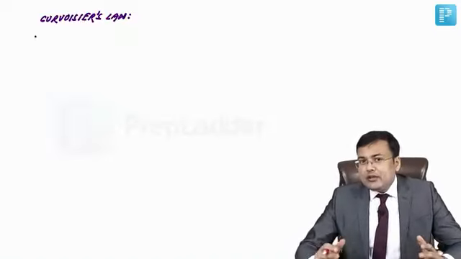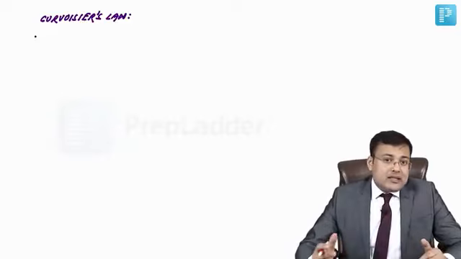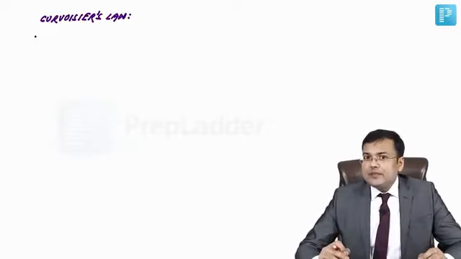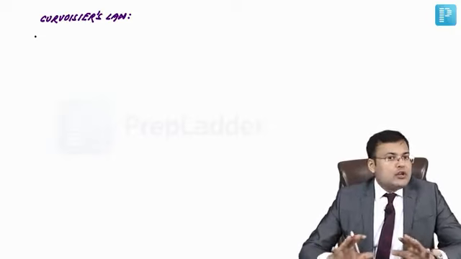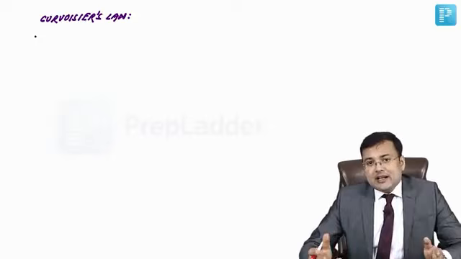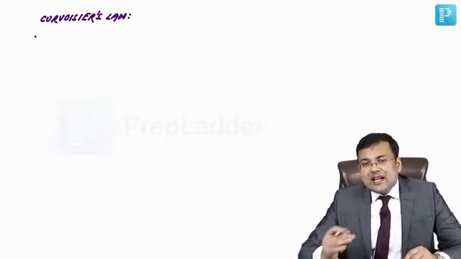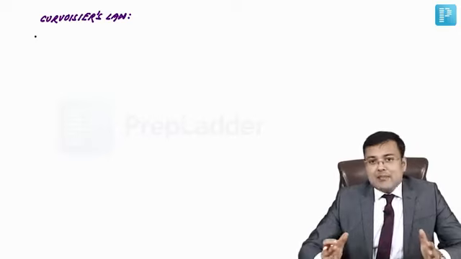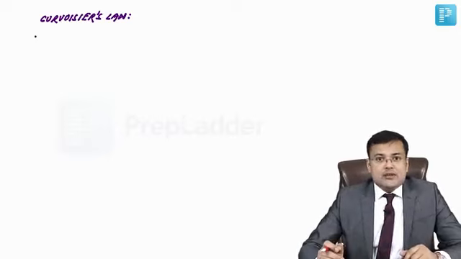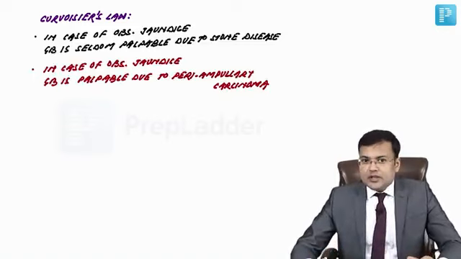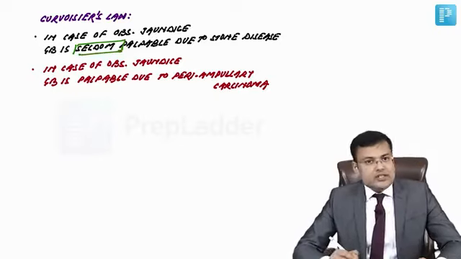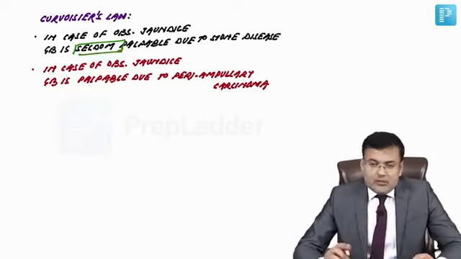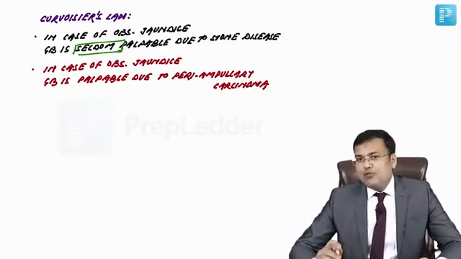What is Courvoisier's law? In a case of obstructive jaundice, the gallbladder is seldom palpable due to stone disease. It means because of stone there is chronic inflammation leading to fibrosis. So the gallbladder is seldom, meaning rarely, palpable. What is the exact meaning? In case of obstructive jaundice, the gallbladder is palpable because of periampullary carcinoma. So in case of obstructive jaundice, the gallbladder is rarely palpable due to stone disease, and is palpable due to periampullary carcinoma.